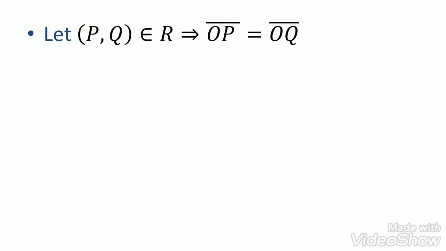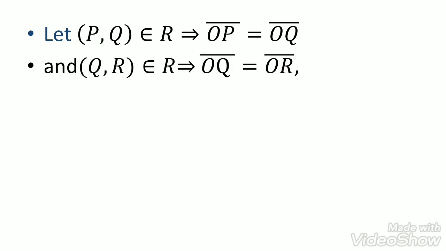Now for the transitivity property, we consider two pairs of points. The first pair is (P, Q) belongs to R, and that will mean that OP equals OQ, and (Q, R) belongs to R. Here P, Q, R are 3 points on the plane.